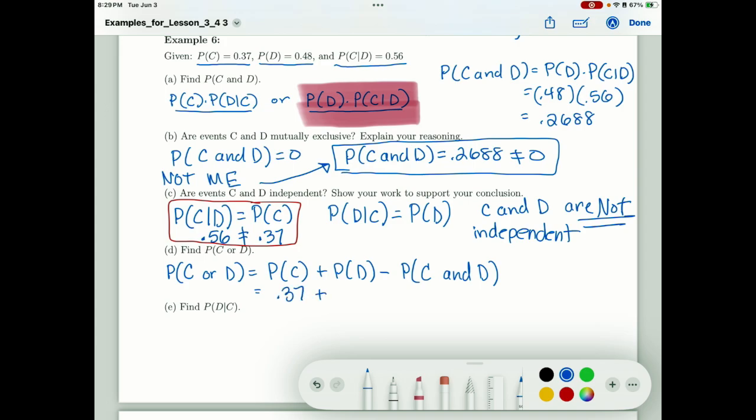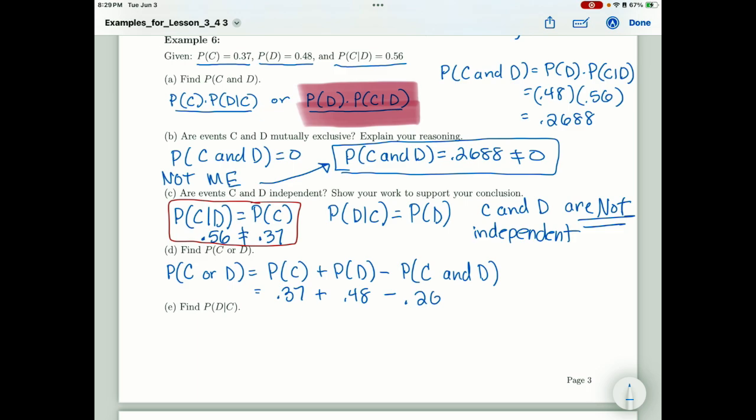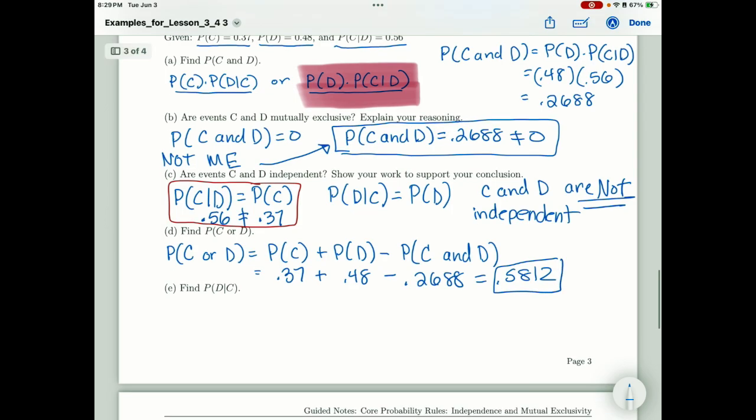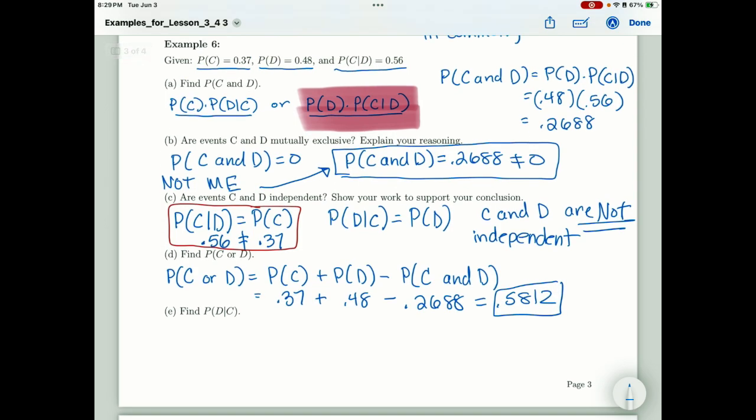So the probability of C is 0.37. The probability of D is given to us as 0.48. We're not given the probability of C and D, but we found that answer in part A, so we know it's 0.2688. When we do the arithmetic on that, we're going to get 0.5812.